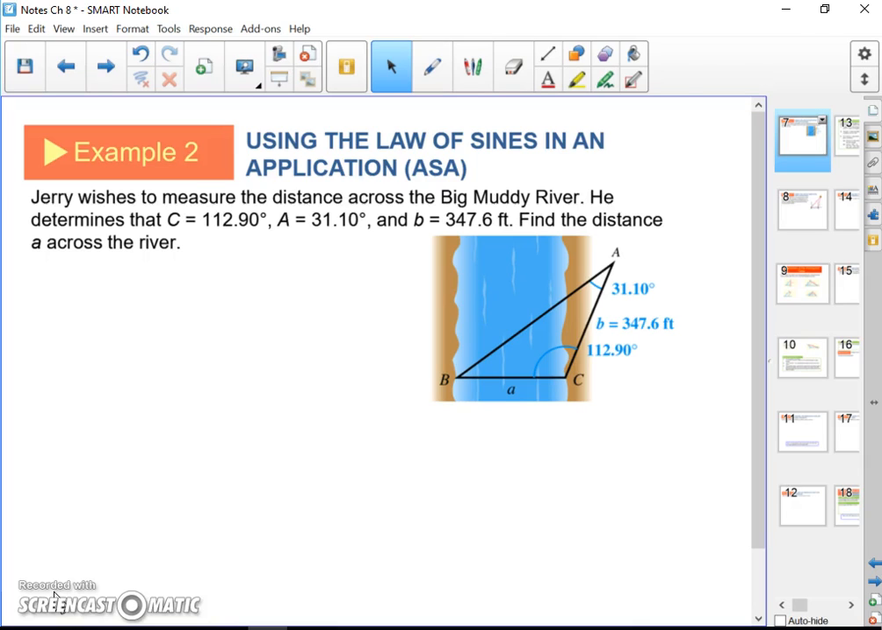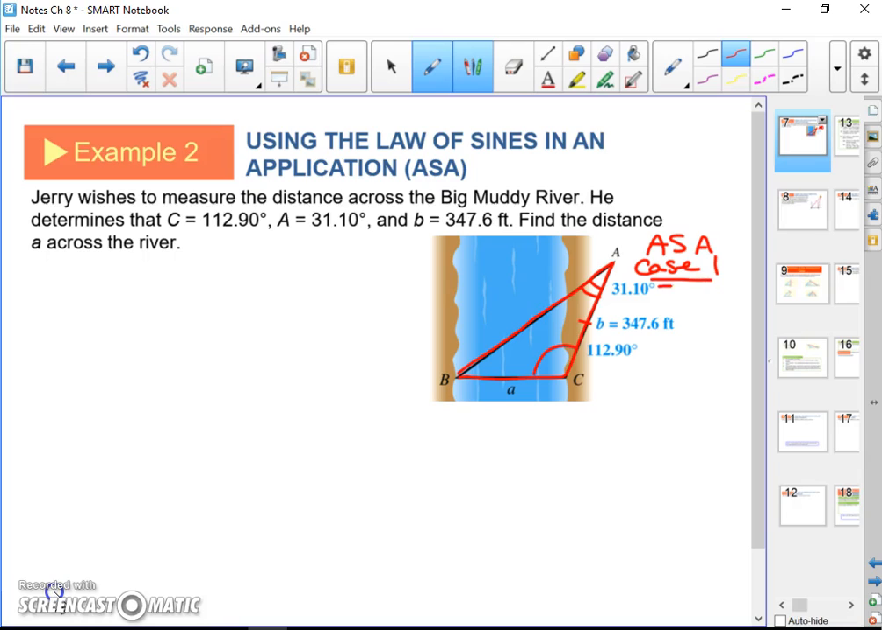Okay, so what you might do is draw out the triangle. They've already drawn it for you. But in your diagram, you might notice that we have an angle and a side and an angle. We've got angle, side, angle. And so angle, side, angle would tell me that this is case 1, and we know we're using the law of sines. Okay? So that's a big deal. Case 1, we know we're going to be using the law of sines.